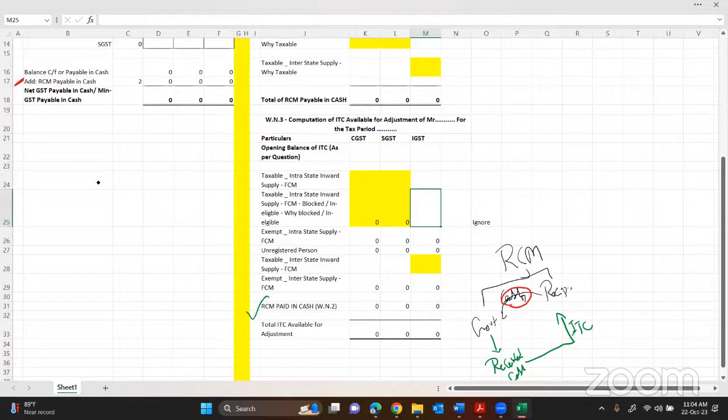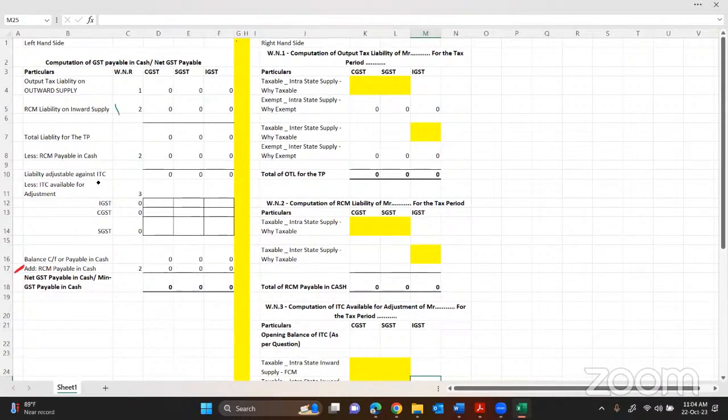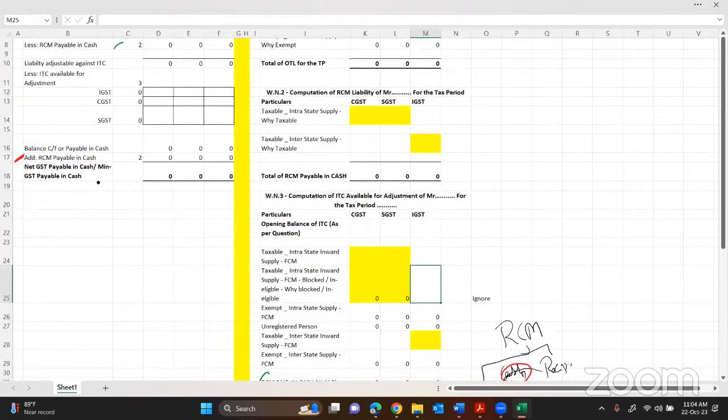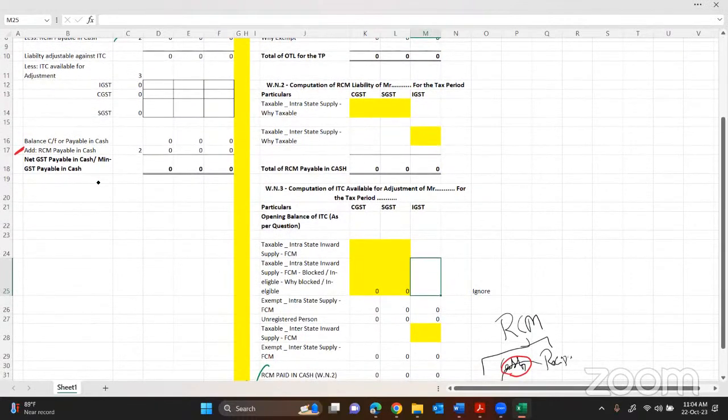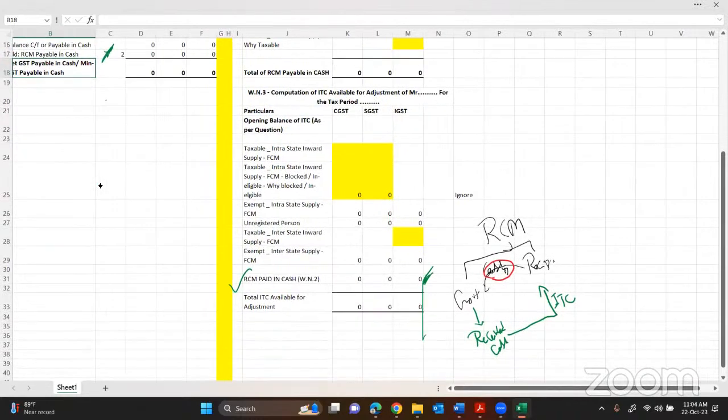My dear, and carefully observe, the previous two are nullified. Here I added, here I reduced. So meaning thereby I nullified it. The real impact is only here in the payment column and here in the ITC column. Can you see this, my dear? Everybody?